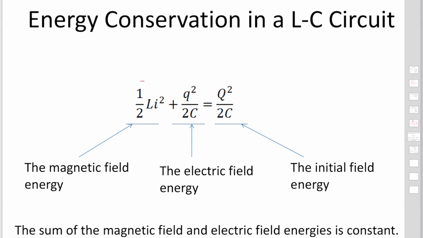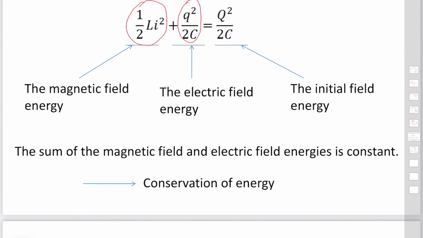This is the energy stored in the inductor as magnetic field energy. This is the energy stored in the capacitor as electric field energy. These two energies are converted from one form to the other, from the electric field energy to the magnetic field energy, and the magnetic field energy to the electric field energy. The sum of the magnetic field and electric field energy is constant. We find the conservation of energy in the LC circuit.